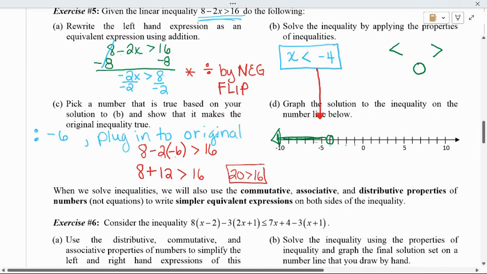Do you remember yesterday we said that when you have an inequality, shade in the direction that the inequality points? Does that make sense? Do you see how the less than symbol points to the left?